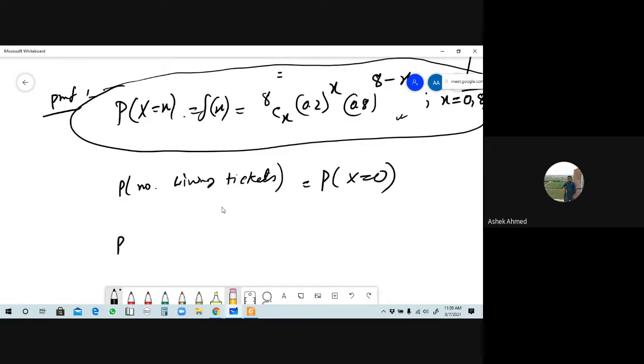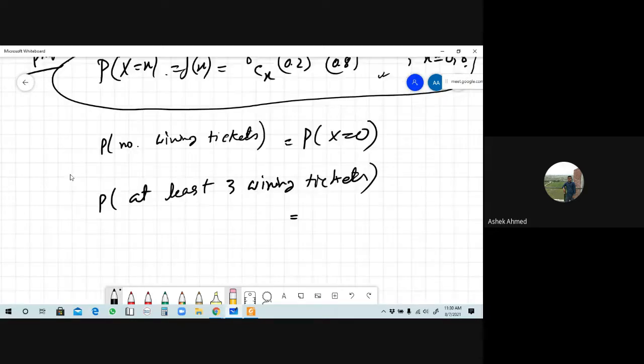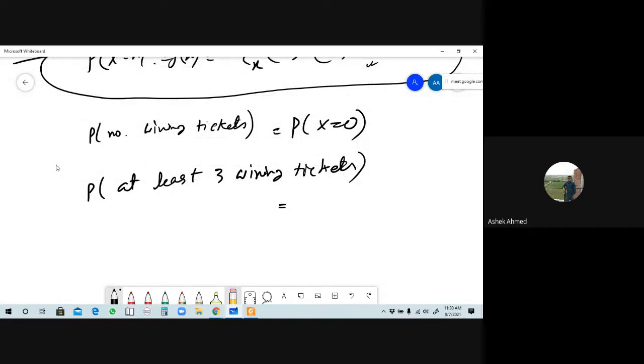Now we want to find out the probability of at least 3 winning tickets. What do you mean by this? Can you say? Response me. 3 or more than 3. This 3 represents the probability of x greater than or equal to 3, at least 3. Here, understand? So what do you mean by probability of x is greater than or equal to 3?